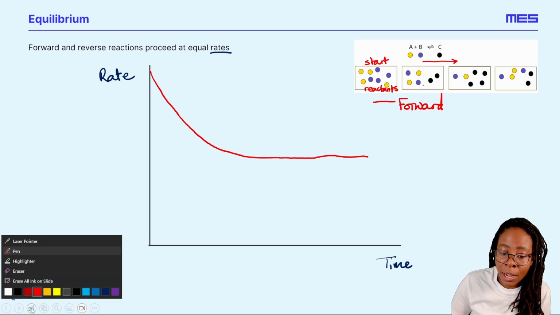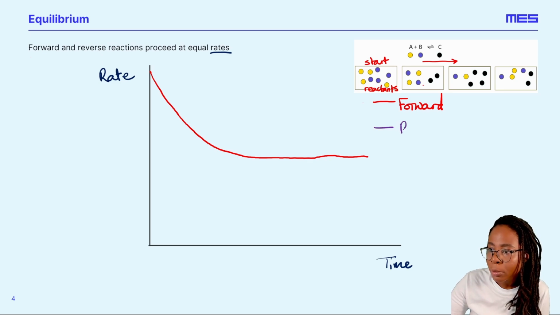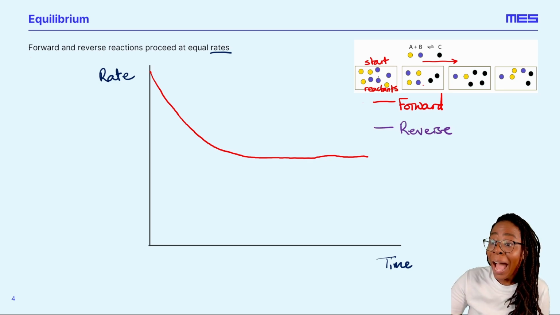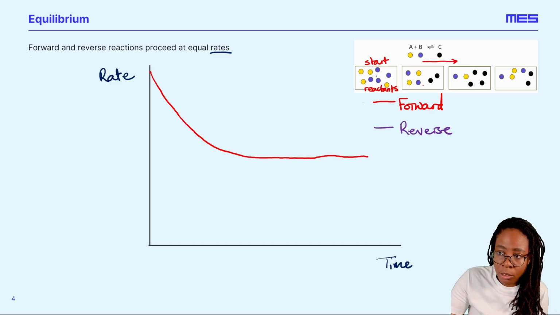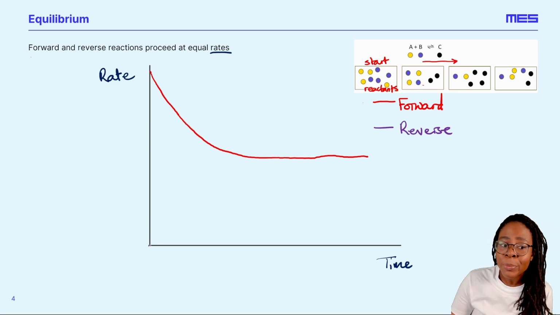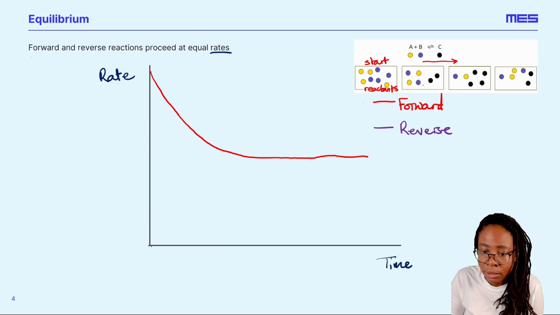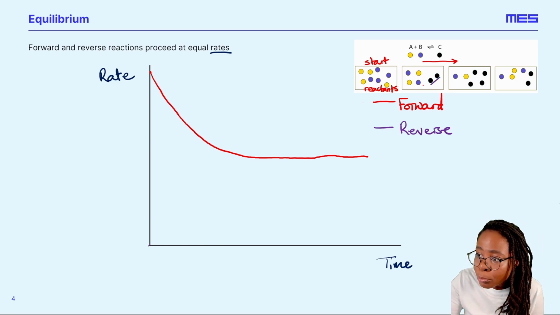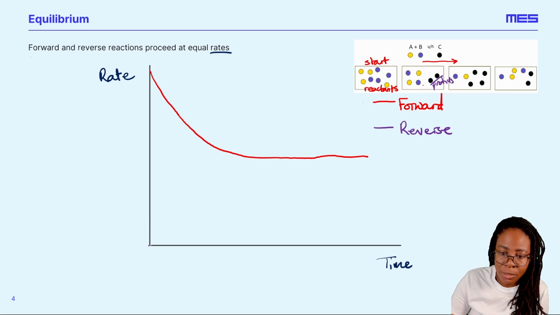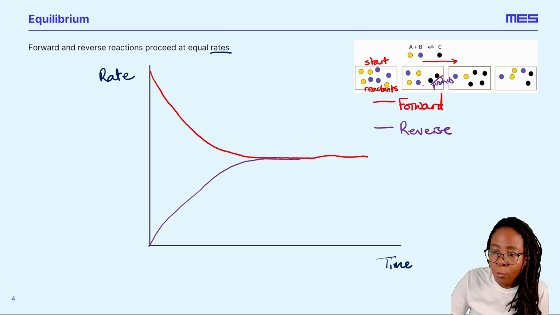Now, for our reverse reaction, I'll use purple. At the beginning, there are no product particles. We've only got A and B here, only our reactants, which means that at the beginning, the rate of our reverse reaction, which is our products going back to the reactants, is going to be 0 because there are no products yet. But over time, as the products start to form, the rate of the reverse reaction is going to speed up, and it's going to gradually speed up until it is equal to the rate of the forward reaction.